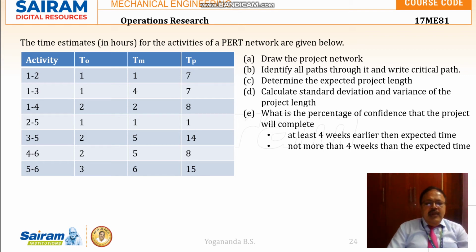If we delay any of these critical activities, that will further delay the project completion time. And it is also asked to determine the expected project completion time. Project length means project completion time. Calculate the standard deviation and variance of this project completion time. And it is also asked to calculate the probability of completing the project 4 weeks earlier than the expected time and the probability of a maximum of 4 weeks delay than the expected time.